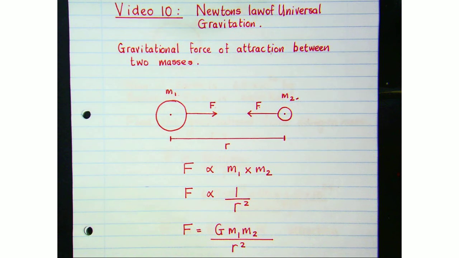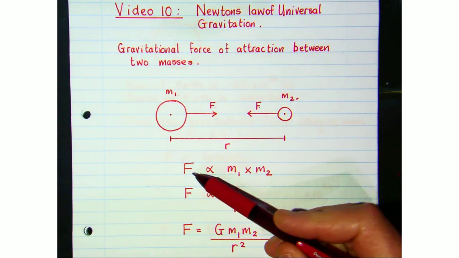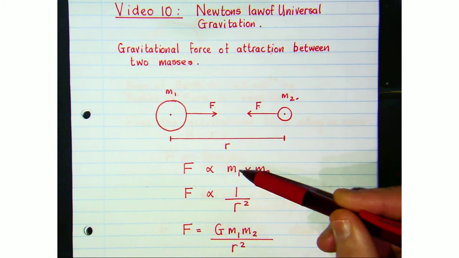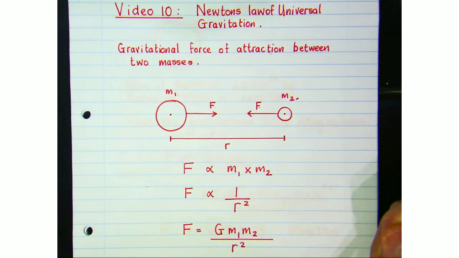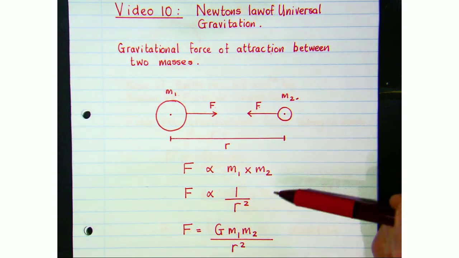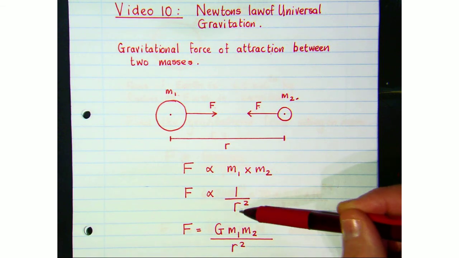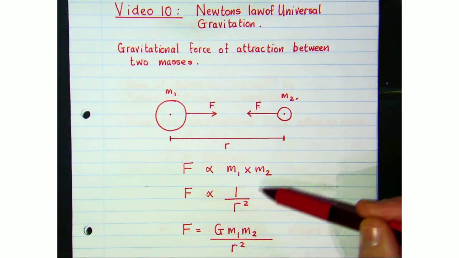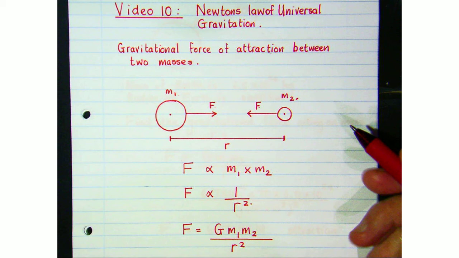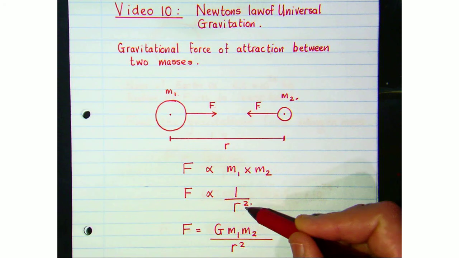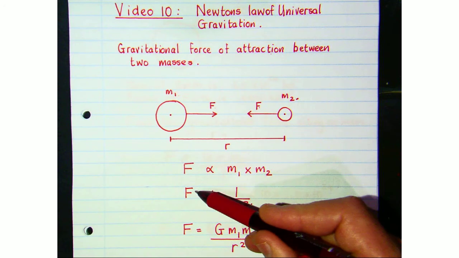Well, in his statement of his law, he says that this gravitational force is directly proportional to the product of the two masses. So we need to multiply those two masses together to find the gravitational force between two masses. He also goes on to say that this gravitational force between the two masses is inversely proportional to the distance between their centers squared. So we call this an inverse square law, where the larger the distance between the two masses, the smaller the gravitational force becomes.